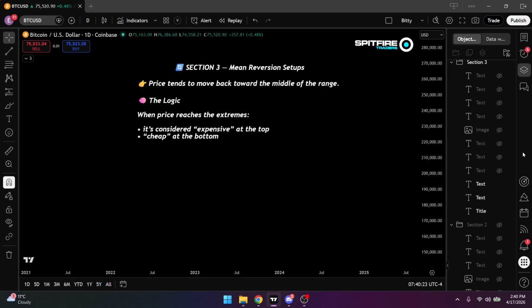So when price moves too far away from that value, it often gets pulled back. Think of it like a magnet. The middle of the range acts like a magnet. Price moves away, becomes stretched, then rotates back. This is the core idea behind mean reversion.